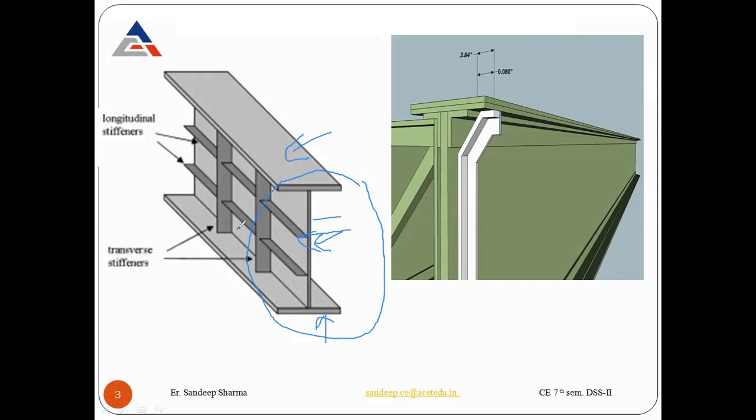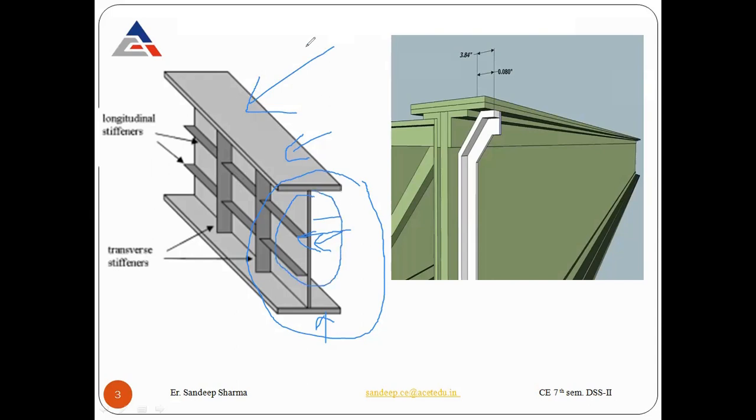These stiffeners are generally provided to prevent buckling along the web section, to take all kinds of shear forces along these sections, and also to take the load that acts through the flange section and passes through the web section.